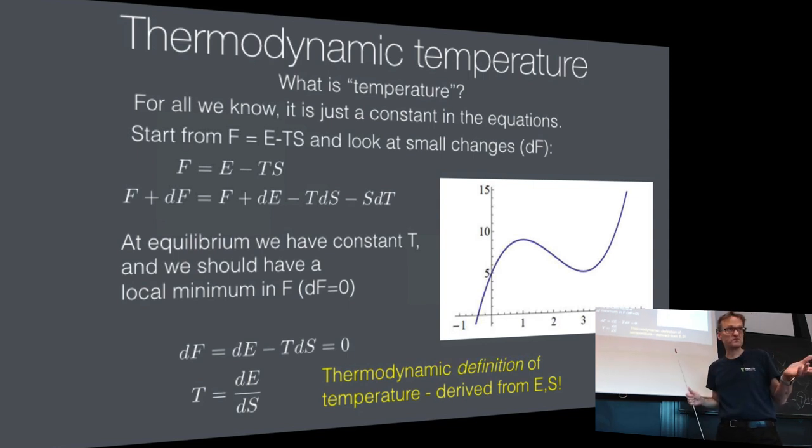That is always true. But if I now say that we are close to a local minimum in the free energy, which is the equilibrium, then by definition, if I do a very small move left or right, the delta F should in first approximation be zero. And that means that delta F, which is zero, equals dE minus TdS. And again, at the equilibrium, the temperature should be constant, so dT equals zero. So that means that dE minus TdS is zero. And if you just solve there, that means T is dE/dS.